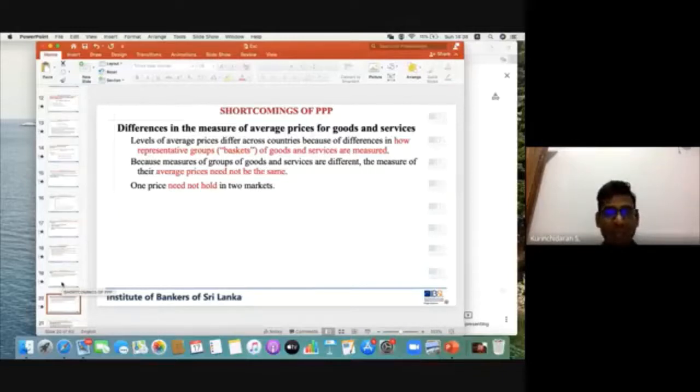Is that clear? So even though there's a law of one price, which we apply to purchasing power parity, that may not be as expected when you relax this assumption, and because of these differences in the measures of price level. Okay, is that clear?